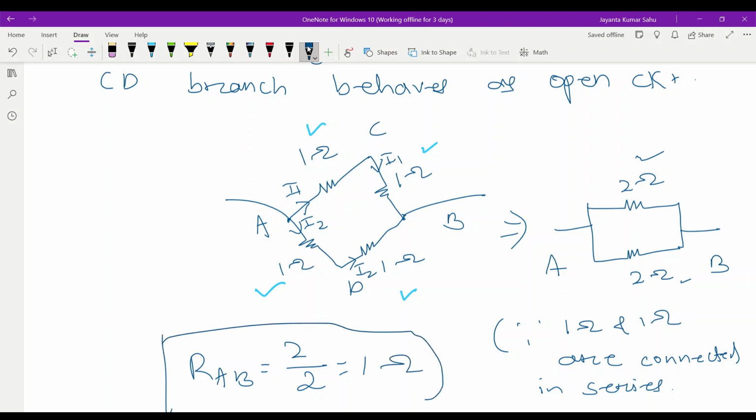This is a very easy problem. This is the third step. First one is current behavior, second one is the point method, third one is the Wheatstone bridge. If the bridge is not balanced, then it is very difficult to solve the numericals. That means we will apply the star delta conversion. Another problem I will solve now.